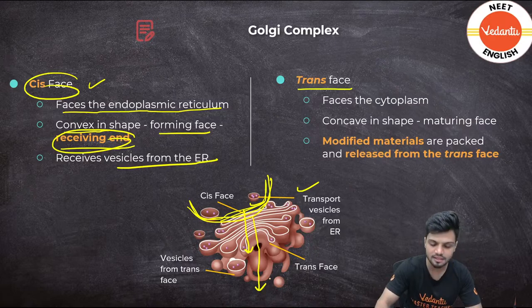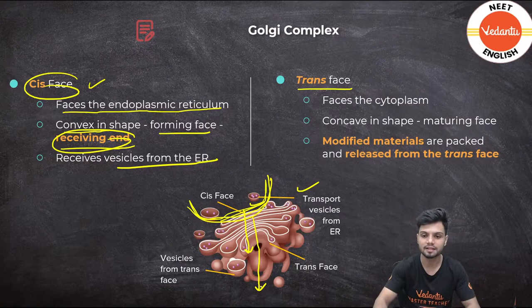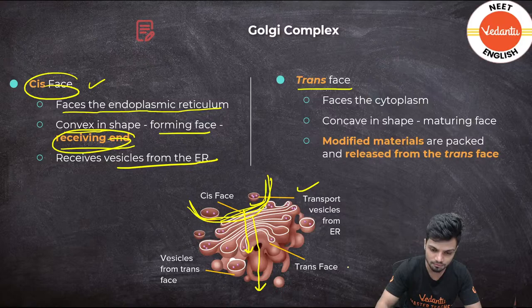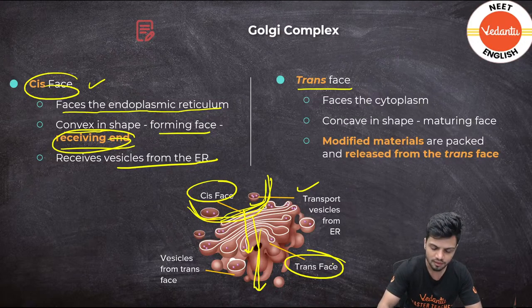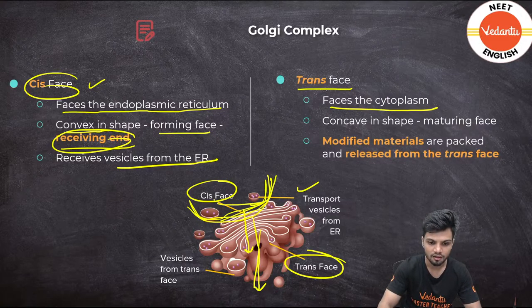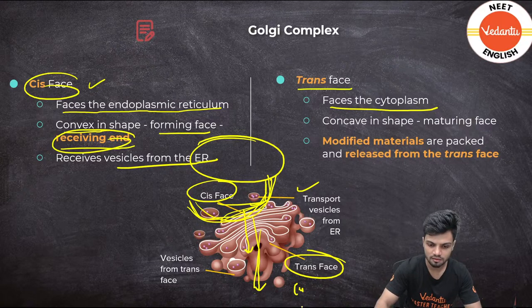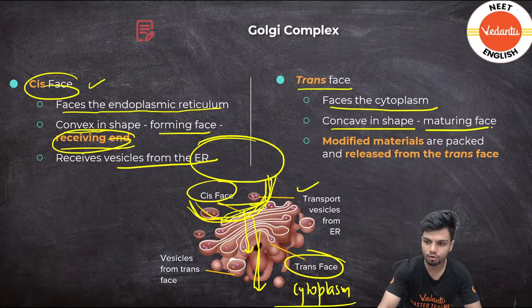They travel out like this and they get modified. That is, they enter the cis phase and come out from the trans phase. What is the trans phase? It is facing the cytoplasm. This is the endoplasmic reticulum, this is the nucleus, and this is facing the cytoplasm here. It is concave in nature, or it's called the maturing phase.